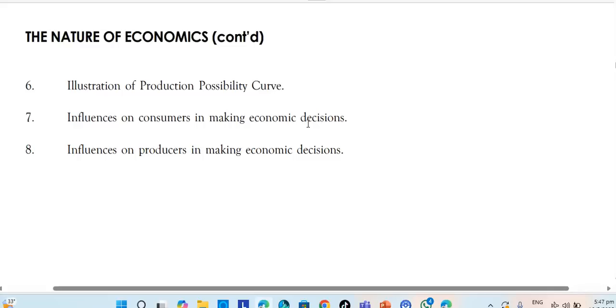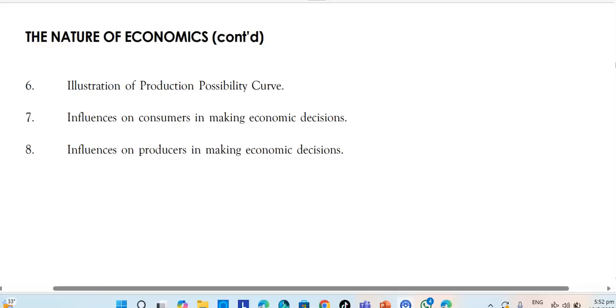All right, so we're going to stop there. Those were 5 influences that can impact consumers' economic decisions. Now we're going to look at influences on producers in making economic decisions. Firms, organizations, producers, businesses, they have to make decisions about what to produce, how to produce it, how much to charge, and where to sell. These decisions are influenced by various internal and external factors.